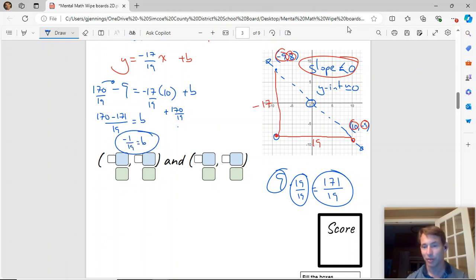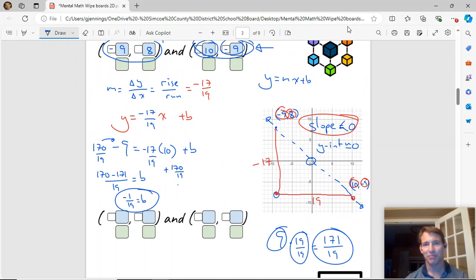Remember when I told you that b was going to be very close to 0? Well, in fact, it's very, very close. So my correct equation is y is equal to minus 17 on 19x minus 1 on 19. Okay, and then you just go ahead and check your work in Desmos.